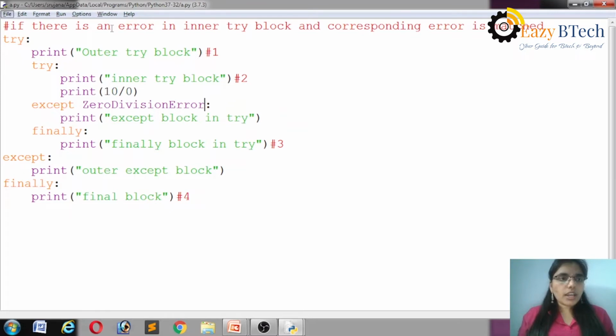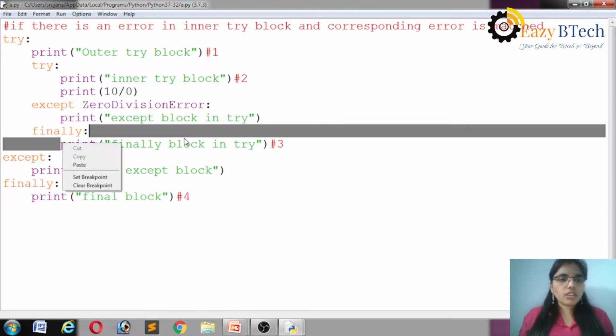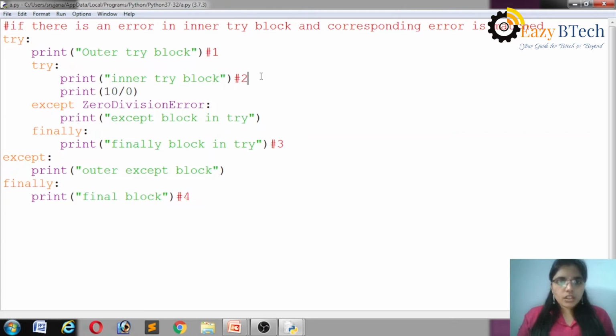So if there is an error in the inner try block, yes, there is an error in the inner try block and the corresponding error is matched. So the answer is the outer try block and the inner try block are executed. After that, an exception came, so the except block in try is also executed. After that, finally is also executed. So the second statement, third statement, fourth statement and fifth statement.